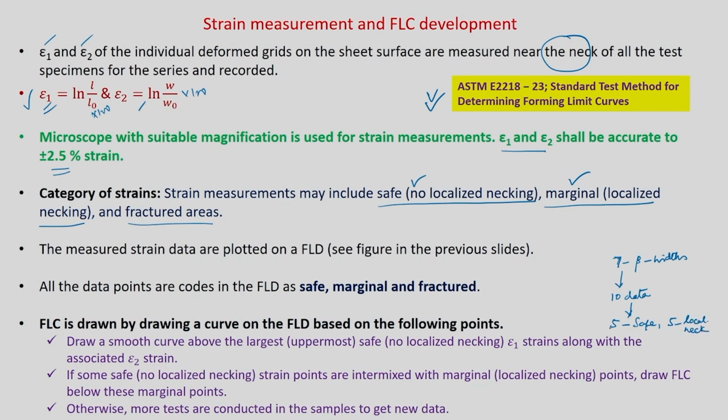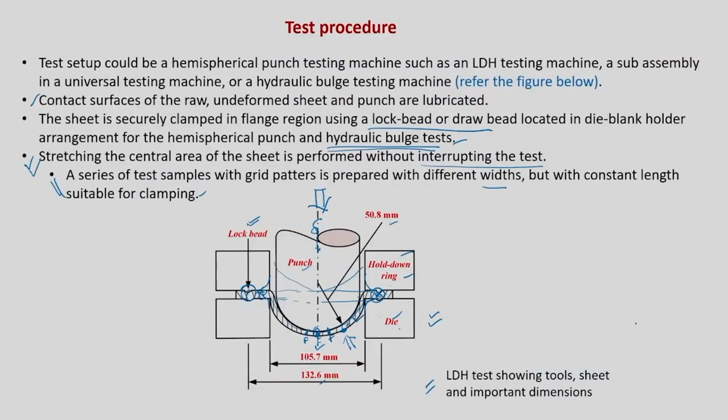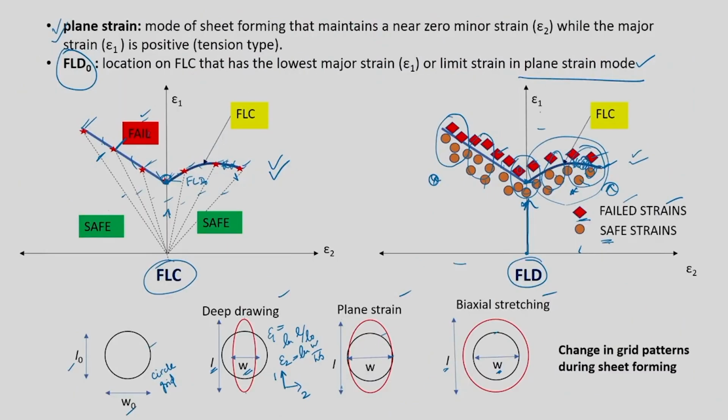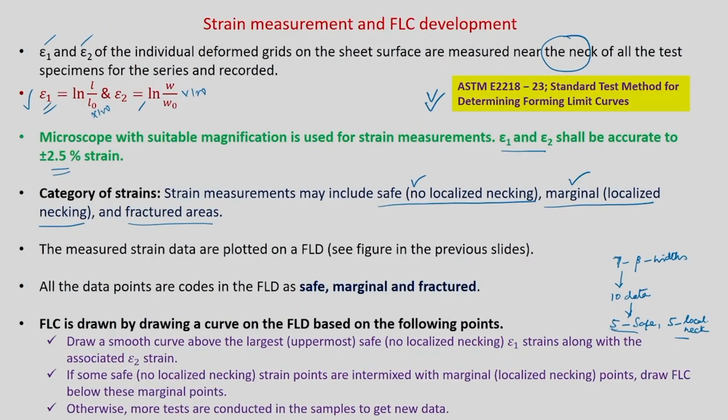So this 5 plus 5, 10 into 7, 70 data points have to be plotted in one graph, clearly distinguishing between different strain paths, and the safe and local neck points have to be shown separately. Maybe the way I have shown could be one example: one in red color, the other in orange color, something like that.